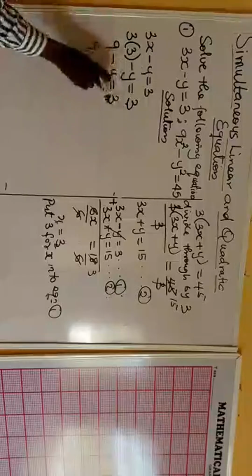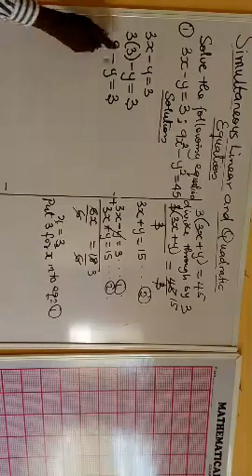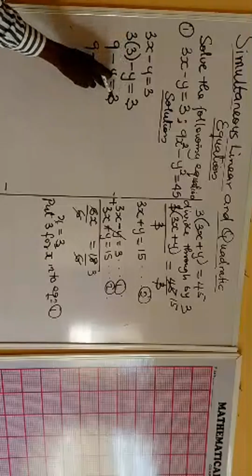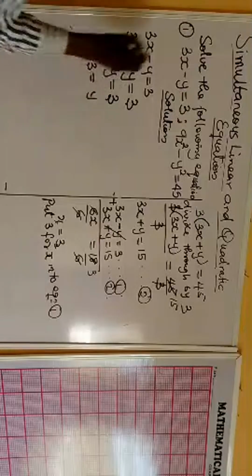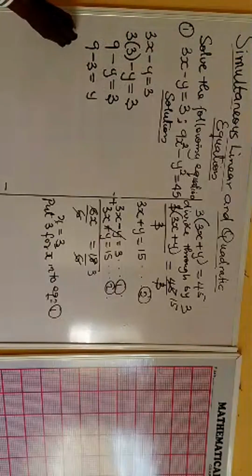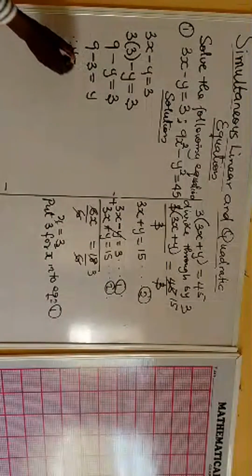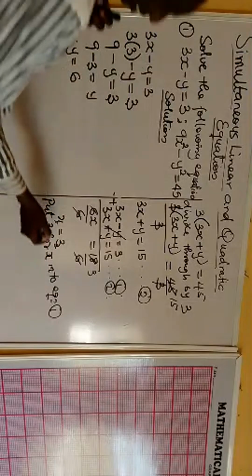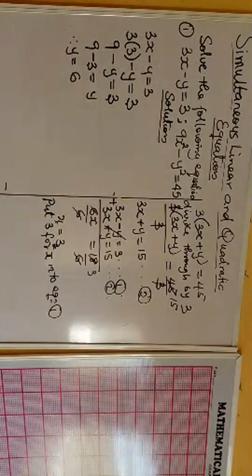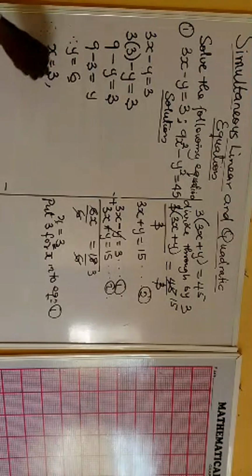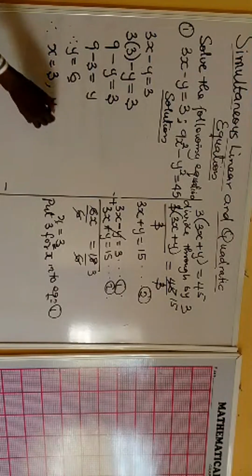When this is a positive value, take note, because it crosses the equal sign, it becomes minus 3. And when the negative y crosses the equal sign, it becomes positive y. Therefore, y is 9 minus 3, which is 6. What's our value of x? It is 3. What's our value of y? It is 6. Therefore, or you can say hence, x is equal to 3, y is equal to 6.